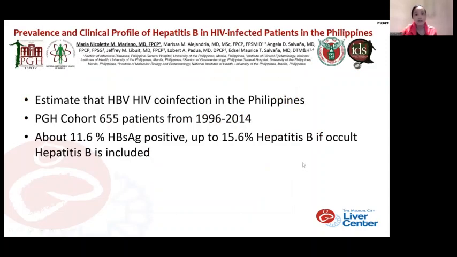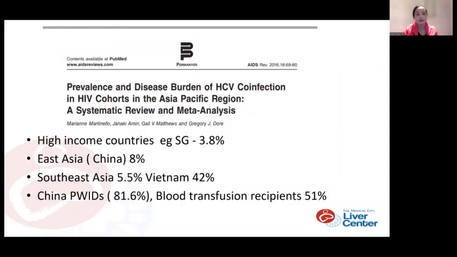What about hepatitis B in Filipinos with HIV? This is a PGH cohort of 655 patients from 1996 to 2014. In this abstract, we see that about 11.6% of PLHIVs followed at the treatment hub were S antigen positive. And they proposed that if they included possible occult hepatitis B patients, this rate of hepatitis B HIV co-infection in these patients can even be higher.